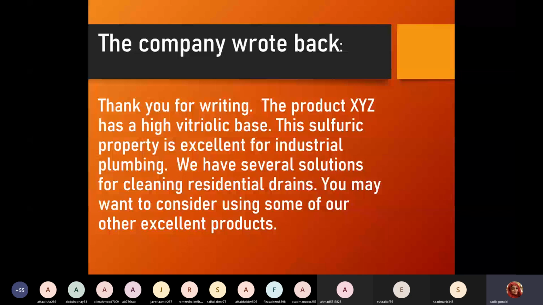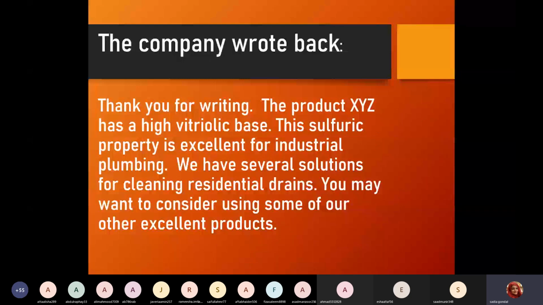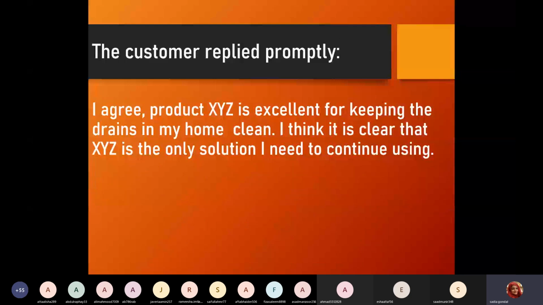So this message was sent to that person, and that person said promptly, "I agree. Product XYZ is excellent for keeping the drains in my home clean. I think it's clear, it's decided that XYZ is the only solution I need to continue using." Now, because he was a non-technical person, the usage of words such as sulfuric property and vitriolic base was unknown to him. He was not able to understand the meanings of these terms. Hence, he understood that you are actually appreciating the same thing.